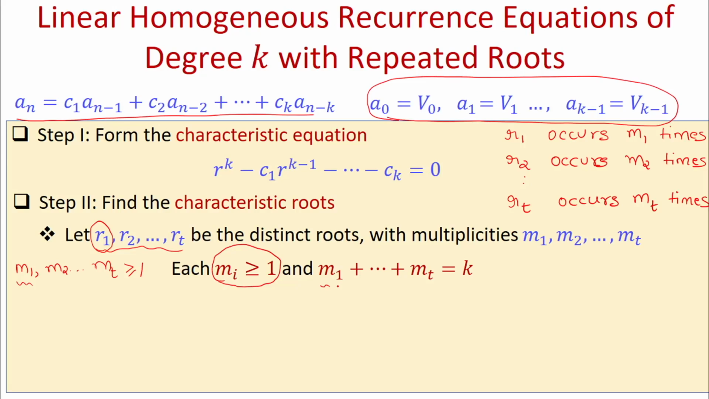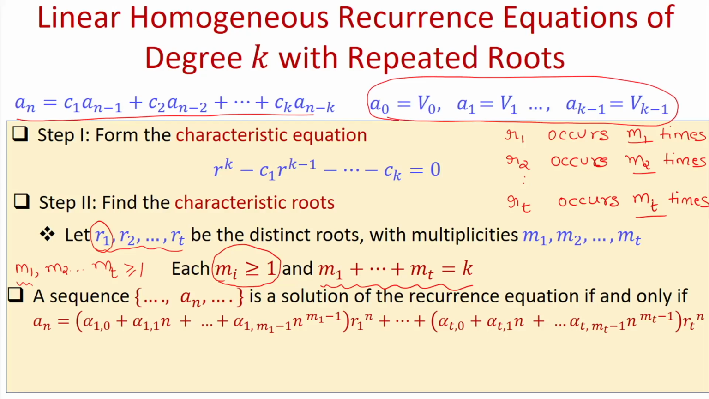And the second condition here is that the sum of all the multiplicities will be k because you have a total of k roots. So R1 will be occurring a certain number of times as a root, R2 is occurring a certain number of times as a root, and RT is also occurring as a root a certain number of times, namely MT times. If I sum all these multiplicities, that should give me the total number of roots, namely k. That's a relationship between these multiplicities and the various roots.